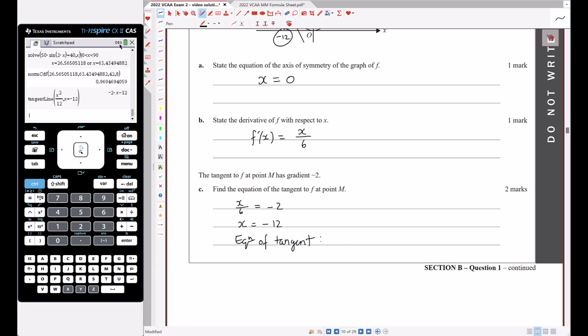And that equation must be y equals something. It's really common for students to just write down -2x minus 12. It's something I talk about in the examiner's report a lot. Sorry, I've still got a really big lag. y equals -2x minus 12 is my equation of the tangent.